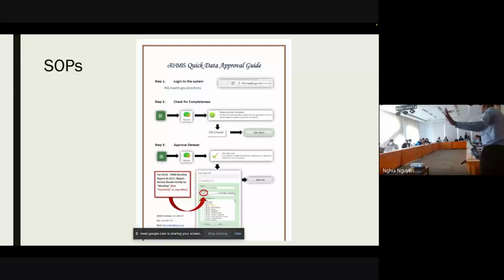So we maintain them, especially in the MCH related programs, for a very long time. And it was really helping us during the pandemic, when we had to train people within a couple of hours of online training.